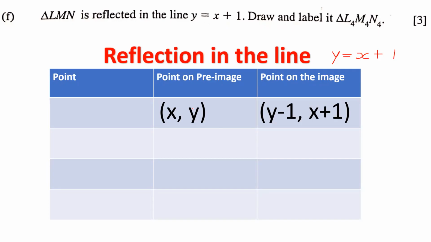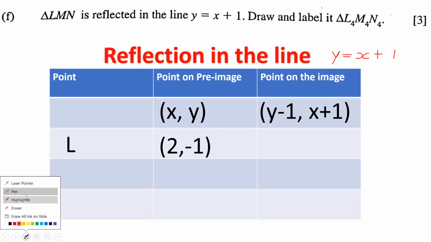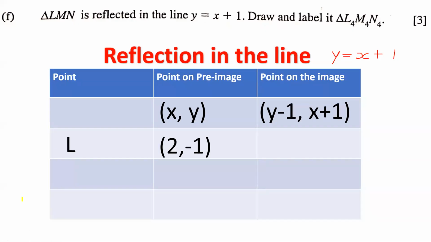So what this is telling us is to take your y value and subtract 1, and take your x value and add 1. So for L, we have 2. So what is this telling us? They said, okay, if you want to figure out the reflection in the line y is equal to x plus 1, you have to take your x value and add 1.